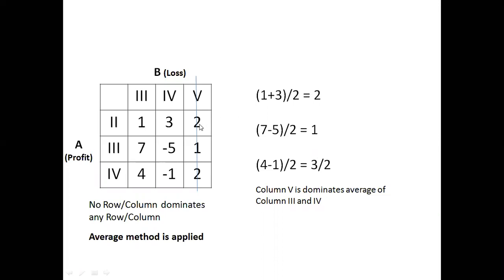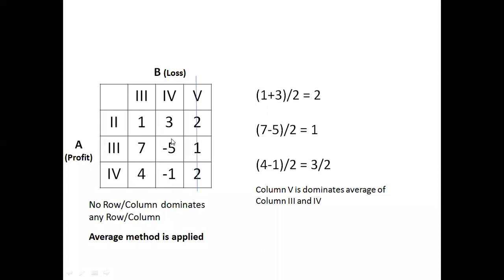So the entity that gives you more loss, these are nothing but the strategies of B, these are the strategies of A. So the strategy which gives you more loss, that B will discard, is it? So now what is left is a matrix which is 3 by 2, that is 1, 3, 7, minus 5 and 4, 1.